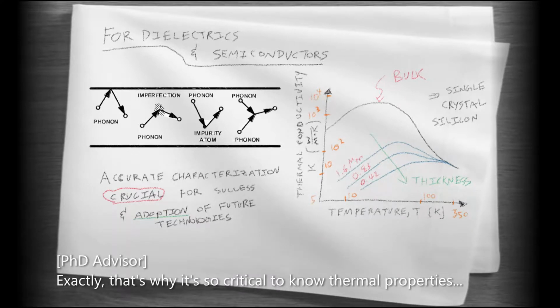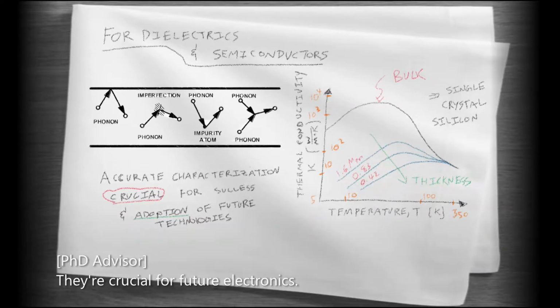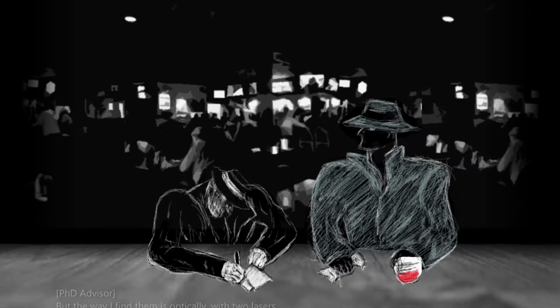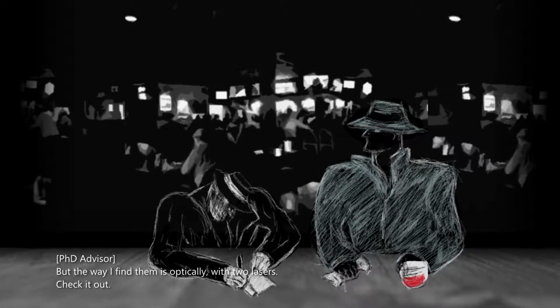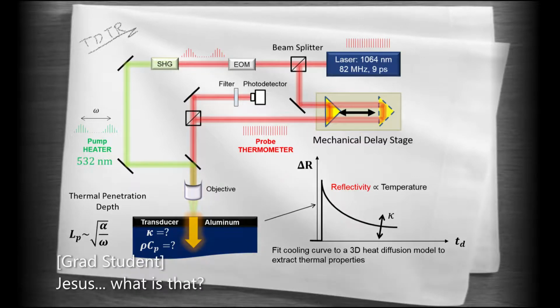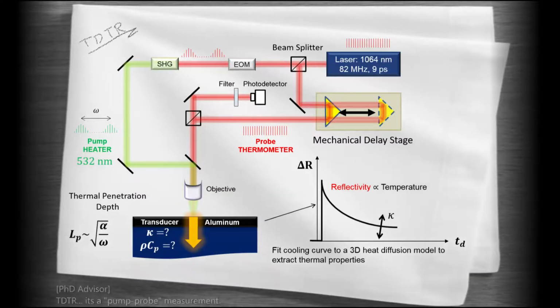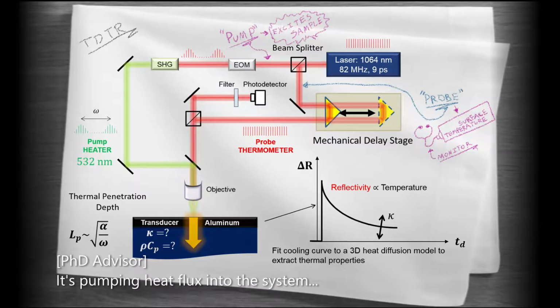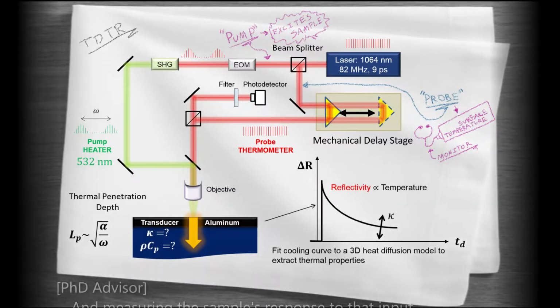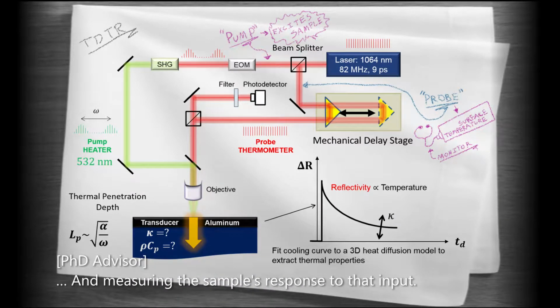Exactly. That's why it's so critical to know thermal properties. They're crucial for future electronics. But the way I find them is optically, with two lasers. Check it out. Jesus, what is that? TDTR. It's a pump probe measurement. Basically, it's doing two things. It's pumping heat flux into the system and measuring the sample's response to that input.